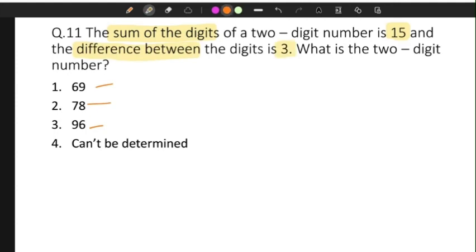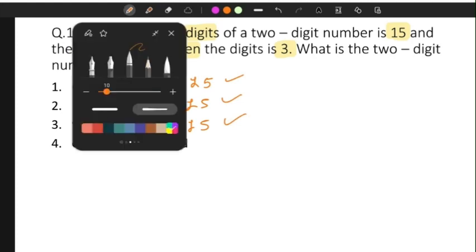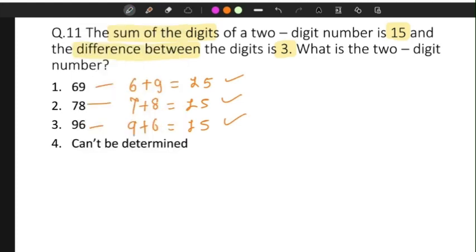The summation of 6 plus 9 will give us how much? 15. The summation of 7 plus 8, 15. The summation of 9 plus 6 is equal to 15. So the first condition is followed by all 3 options. What is the second condition? The difference between them should be 3. Okay, the difference between them should be 3. So if we do 7 minus 8, the difference is not 3.